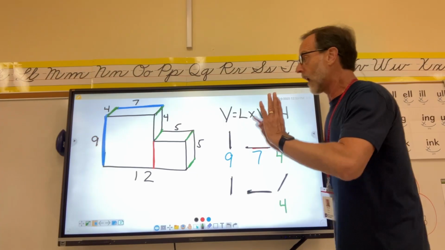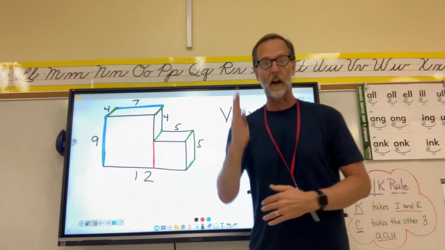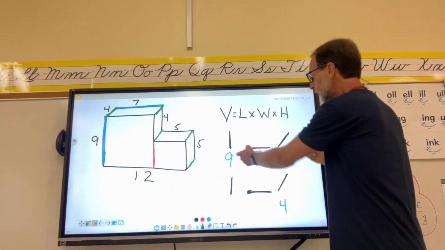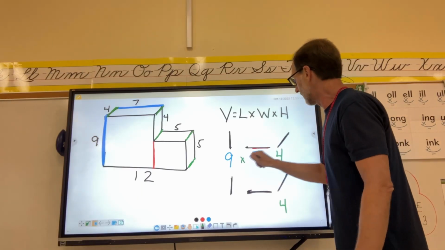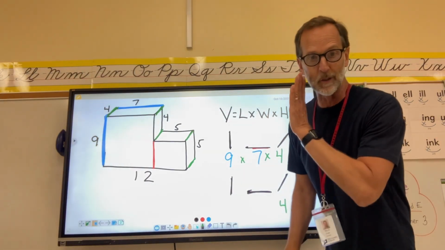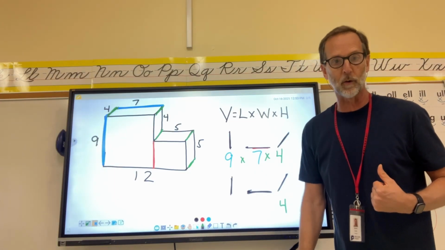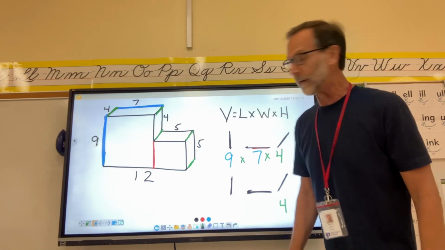So now on this box, I have found the length, the width, and the height. I found the vertical, the horizontal, and the diagonal. So I can multiply these numbers together: 9 times 7 times 4. And I should have chosen easier numbers because now I have to do it in my head. 9 times 7 is 63. And 63 times 4 is 252.